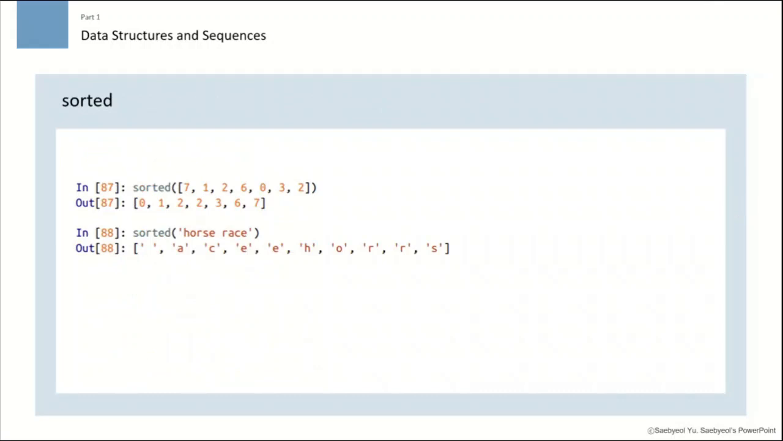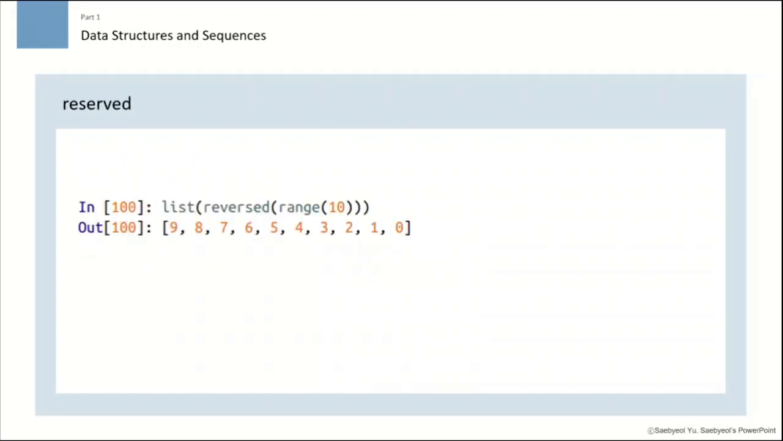The sorted function returns a new sorted list from the elements of any sequence. The sorted function accepts the same arguments as the sort method on lists. Reversed iterates over the elements of a sequence in reverse order. Keep in mind that reversed is a generator, to be discussed in some more detail later, so it does not create the reversed sequence until materialized.